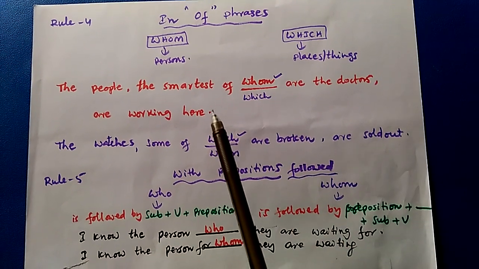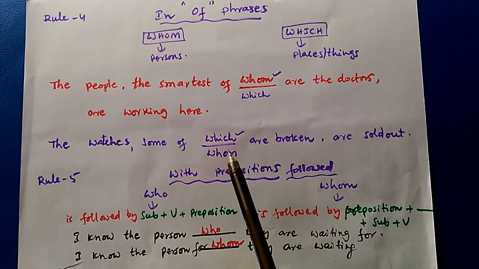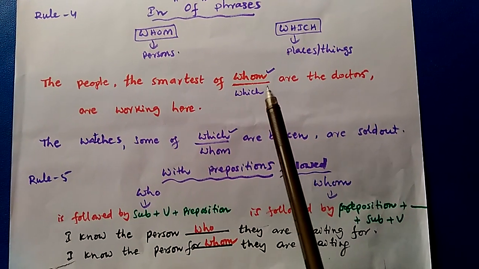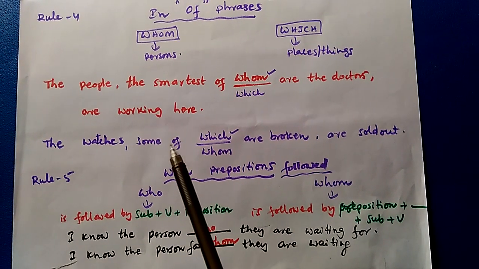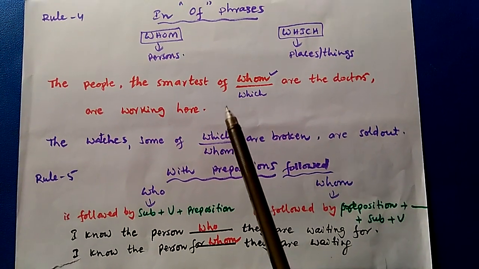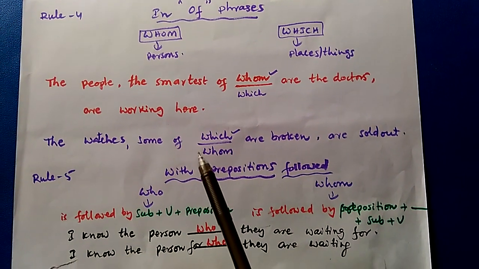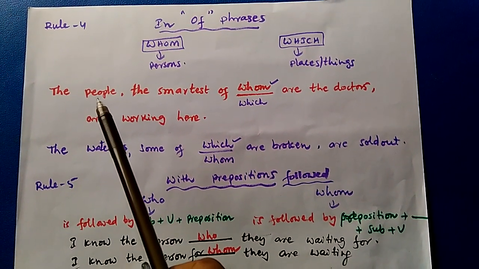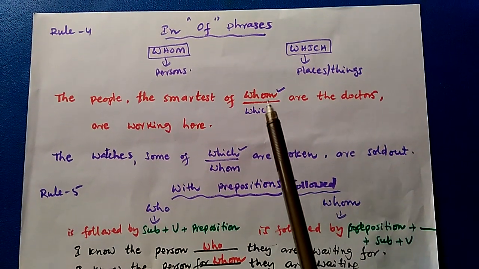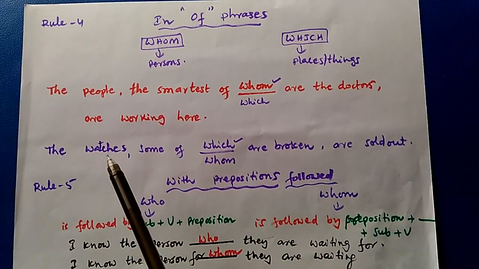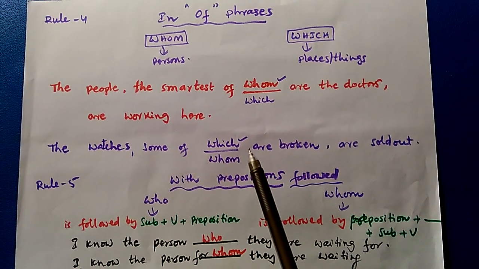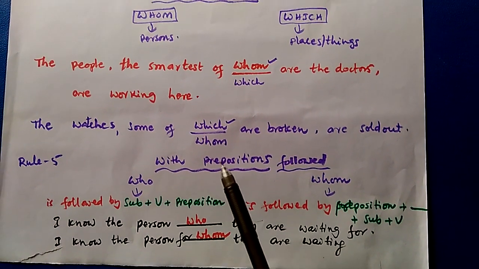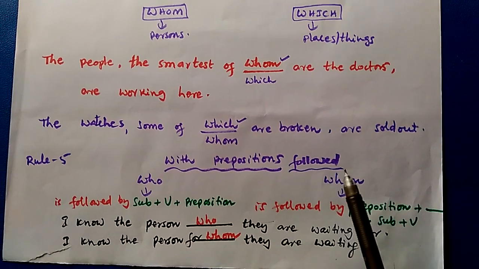In case of prepositional phrases, look at these two examples. These two examples stand for prepositional phrases: the sum of whom, the sum of which. Here the antecedent is a person or persons, so we have used whom. Here the antecedent is a thing, so we have used which. And rule number 5, with prepositions followed.